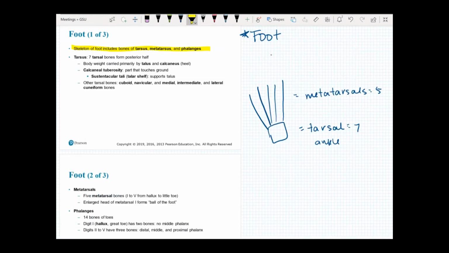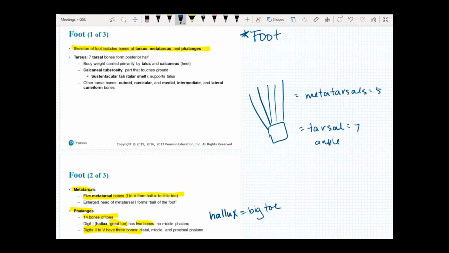And then the next section you're going to have is going to be your phalanges. So these are going to follow the same setup as the phalanges in your hand. There are 14 of them, and your big toe will have 2 bones, whereas the rest of them will have 3 bones. So for this one, we said the pollex was your thumb. This one, the term hallux will mean your big toe.